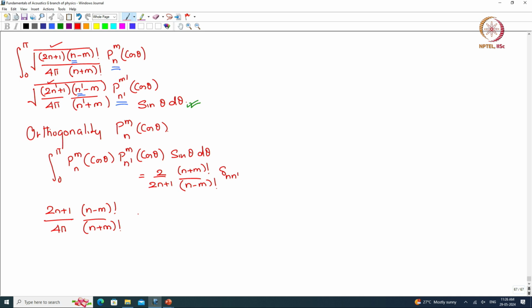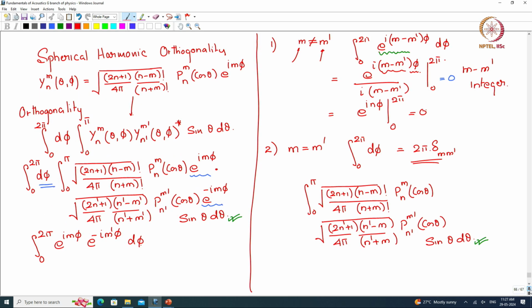Then I have this relation, which is 2 by 2n plus 1, n plus m factorial by n minus m factorial. n and n dash have been taken care of, and I have twice pi from the phi integral. That is important. So this goes with this, this goes with this, I have 4 pi on top, I have 4 pi in the denominator, so that gives me 1. Okay, so this relation is correct.